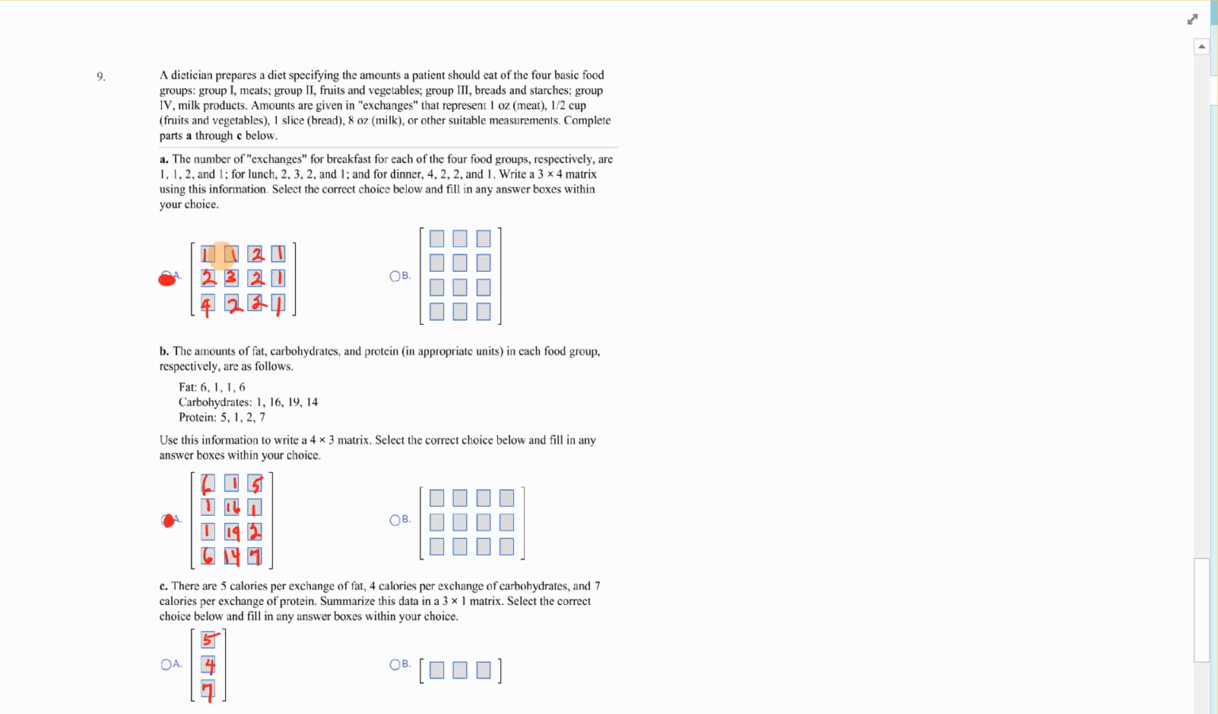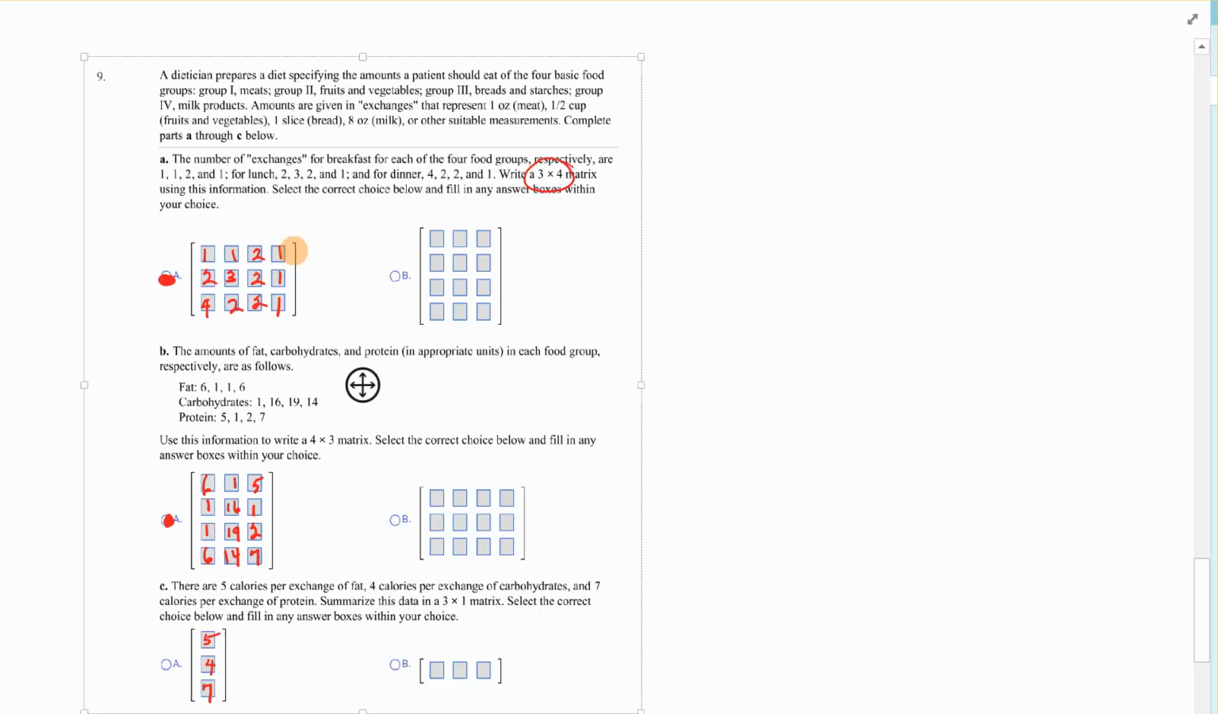So if you want to think about it, it asks you to write a 3x4 matrix. So you know it's not this one. This is a 4x3. So we know we're going here, and it said for breakfast, 1121. So 1121. For lunch, 2321, and for dinner, 4221.